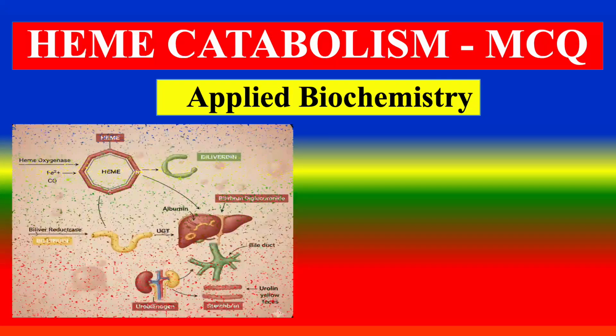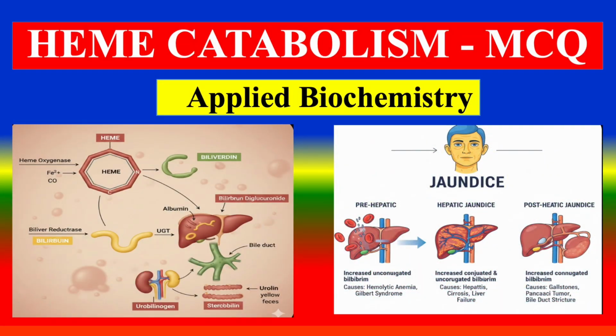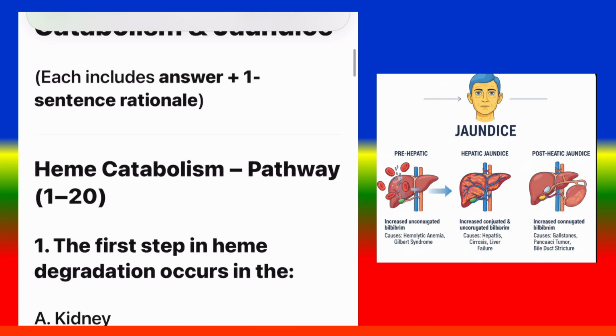Below are 50 MCQs on heme catabolism and jaundice with answers and one-sentence rationales, tailored for applied biochemistry for nursing. Number 50 MCQs on heme catabolism and jaundice, each includes answer plus one-sentence rationale. Heme catabolism pathway, 1 to 20.